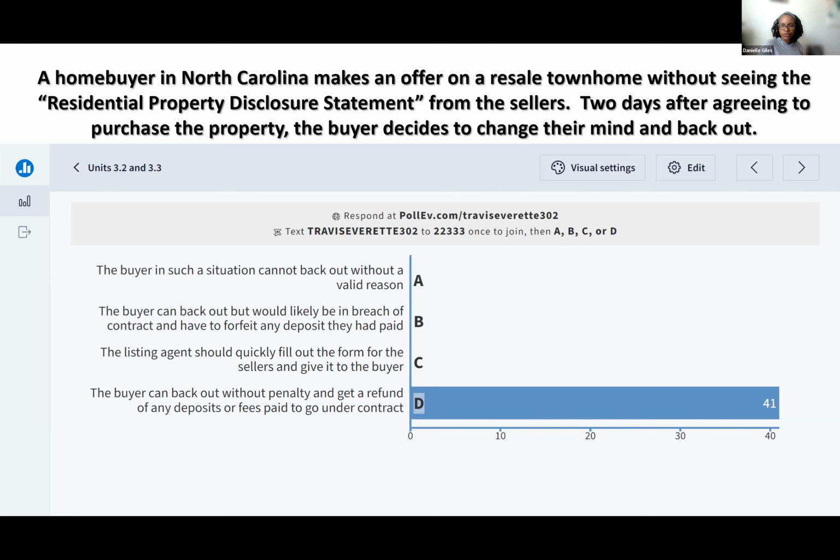Providing the disclosure. If they got the form before they made their offer. Does everybody see how that would change the situation? Right? If the buyer got the form before they made their offer, the answer would be B.